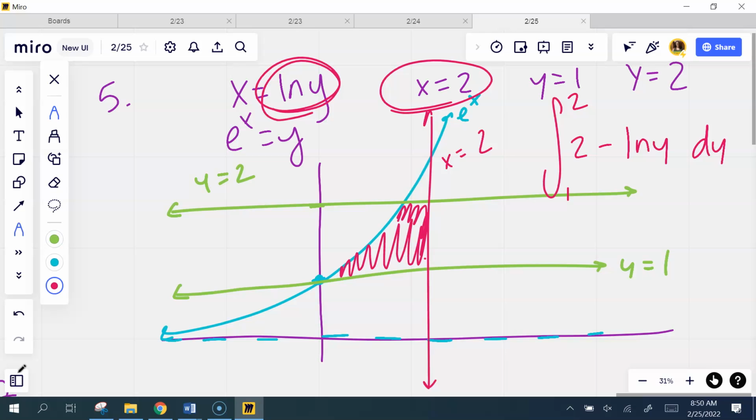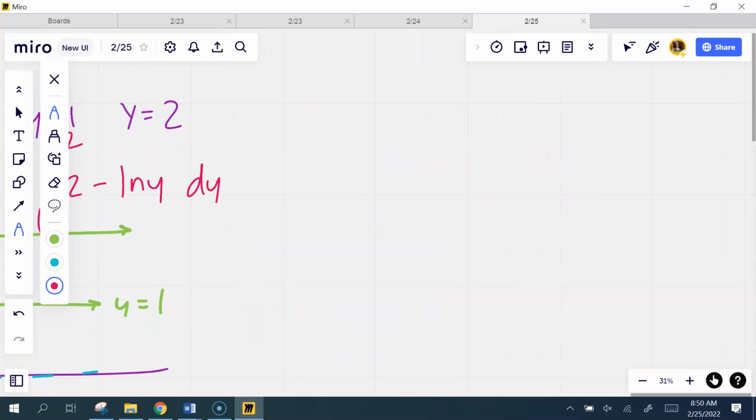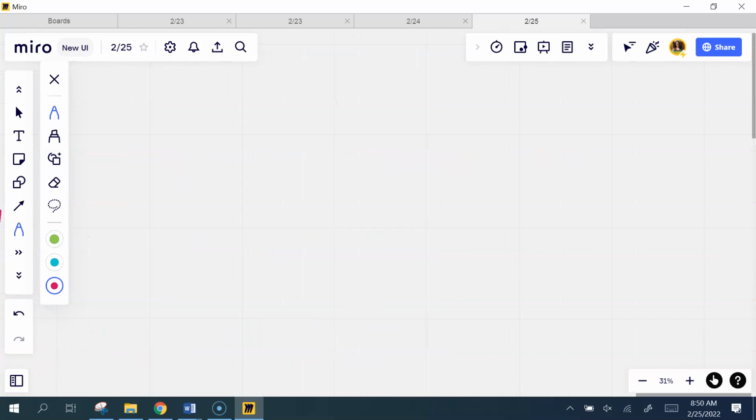What else on that packet? 7. The base of a solid is the region bounded by the x-axis and the graph y equals the square root of 4 minus x squared, which you should know is a what? The square root of 4 minus x squared is what?